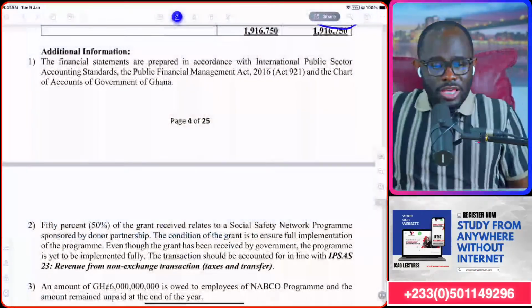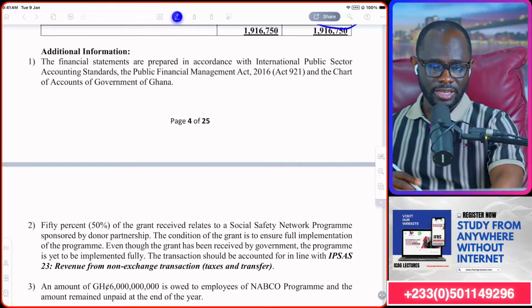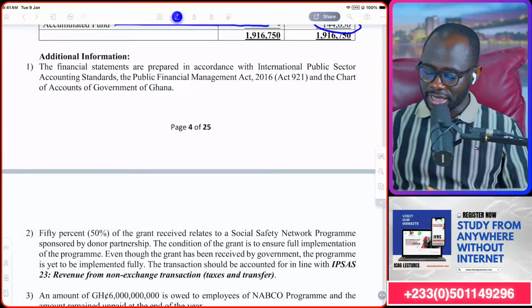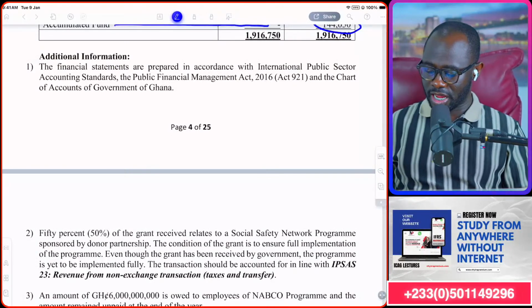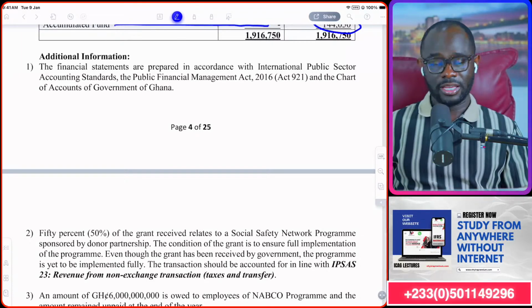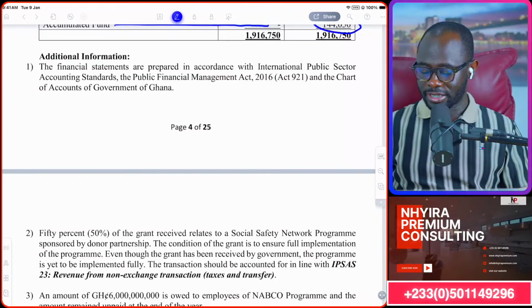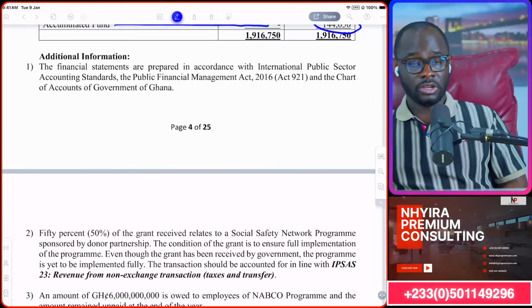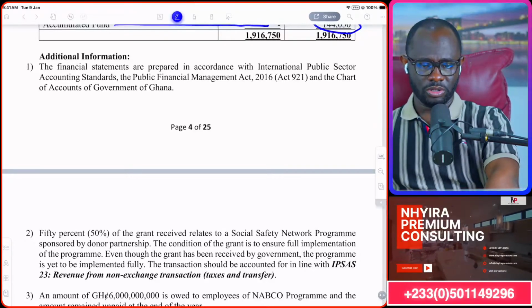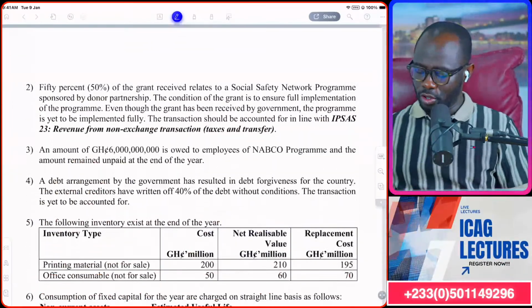So let's go into the additional information and let's see what we have in the additional information. 1. The financial statements are prepared in accordance with International Public Sector Accounting Standards, the Public Financial Management Act 2016, Act 921, and the Chart of Accounts of Government of Ghana. Okay, that's usual, that's normal, so we get it. Let's proceed. Note 2.